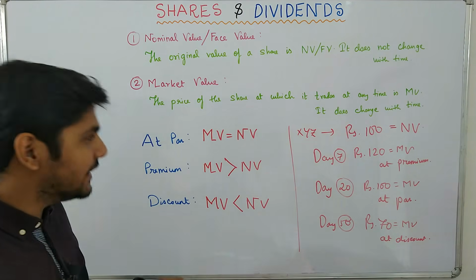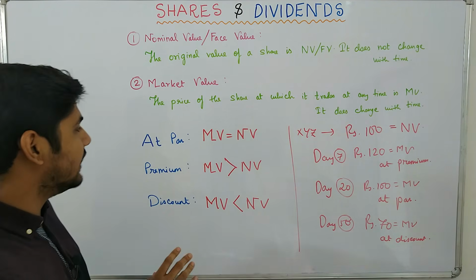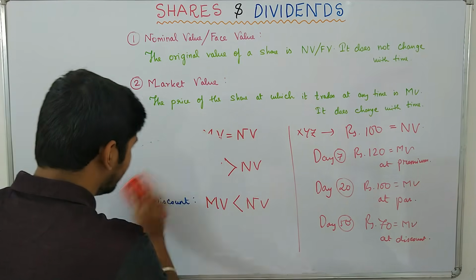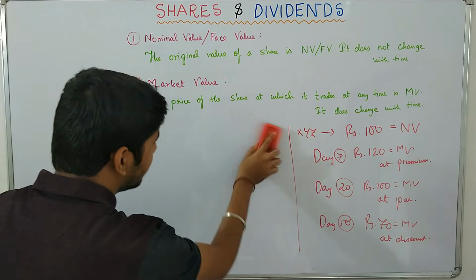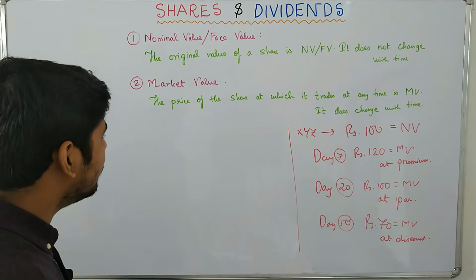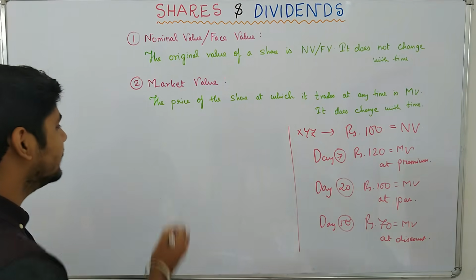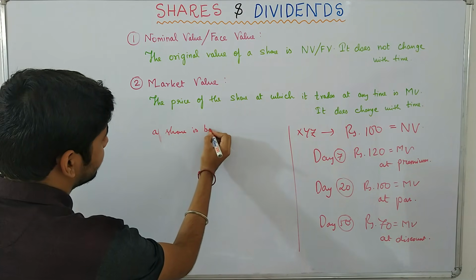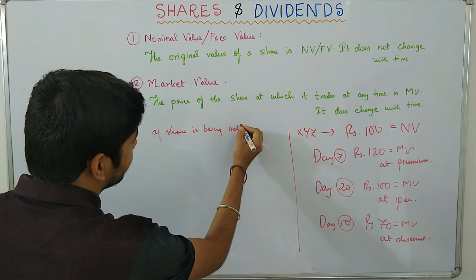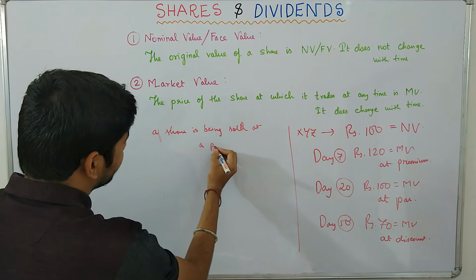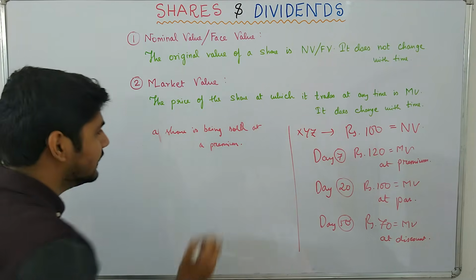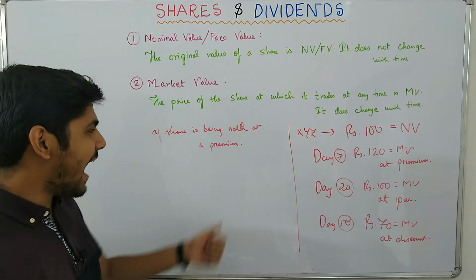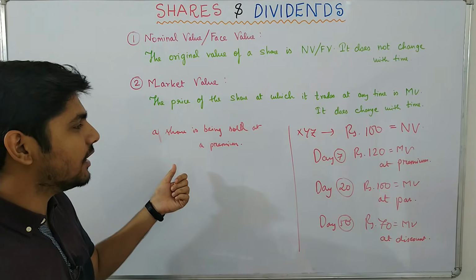Okay, so this is the basic thing that you need to understand about nominal value, market value, at par, premium and discount. I'll give you one more thing so that it gets easy during your sums. When anyone says that a share is being sold at a premium, then what do we do? We add the premium price to the nominal value of the share.